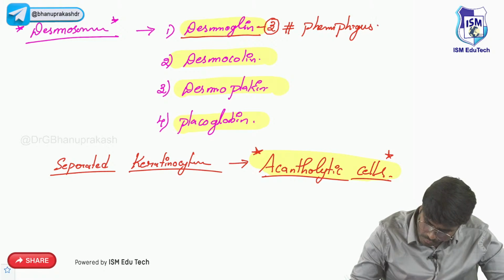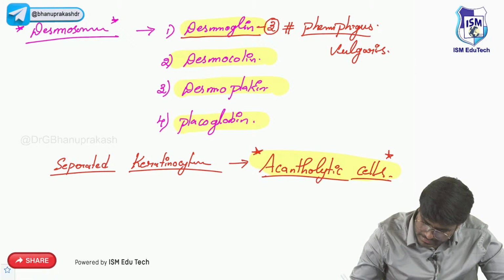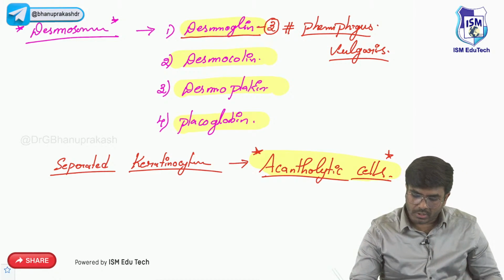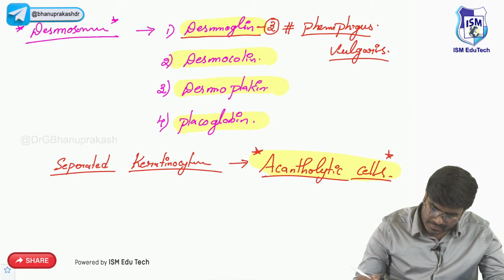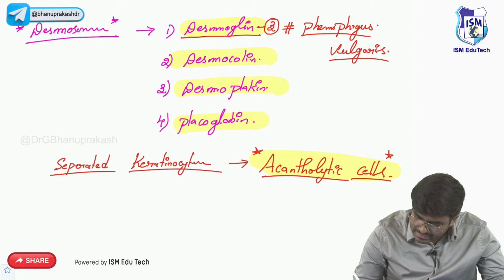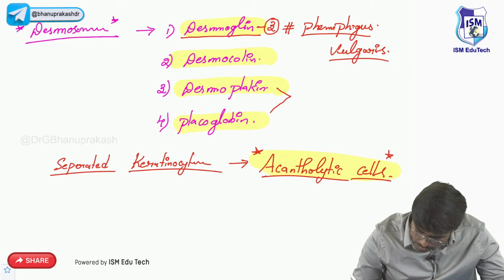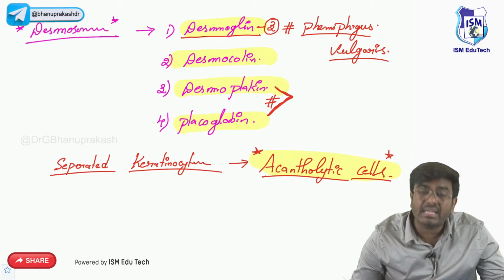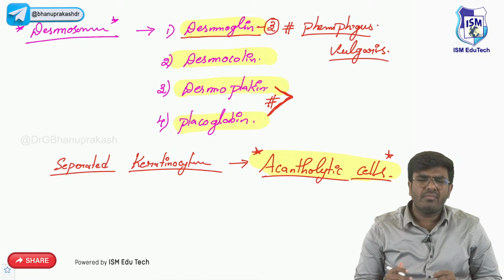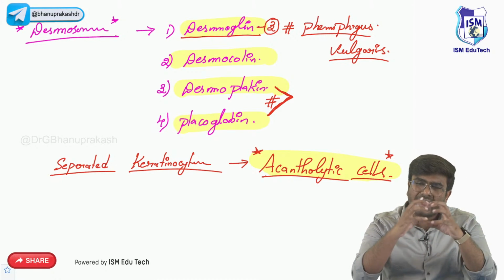Pemphigus vulgaris. Pemphigus vulgaris is a blistering disorder due to damage in desmoglein 3. Another question is, whenever you have damage to or defects in desmoplakin and plakoglobin, it causes a disease. It causes again a skin disorder where you are going to have acantholytic cells.